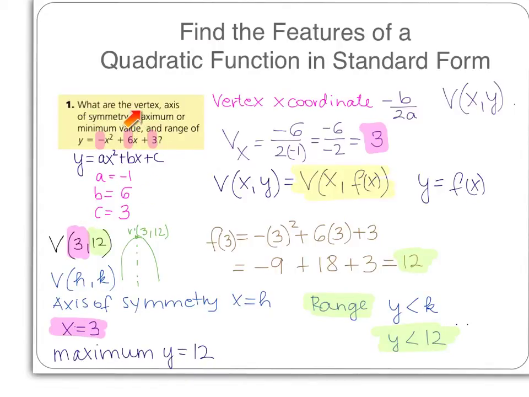The first question is the vertex. The vertex's x-coordinate is located at -b over 2a. So let's do that. -b over 2a is 3. How do I get the y-coordinate? I simply plug it in to the original equation. So y equals f(x). f(3) is 12. Now I have the vertex's x and y coordinate. So the vertex is at (3, 12).